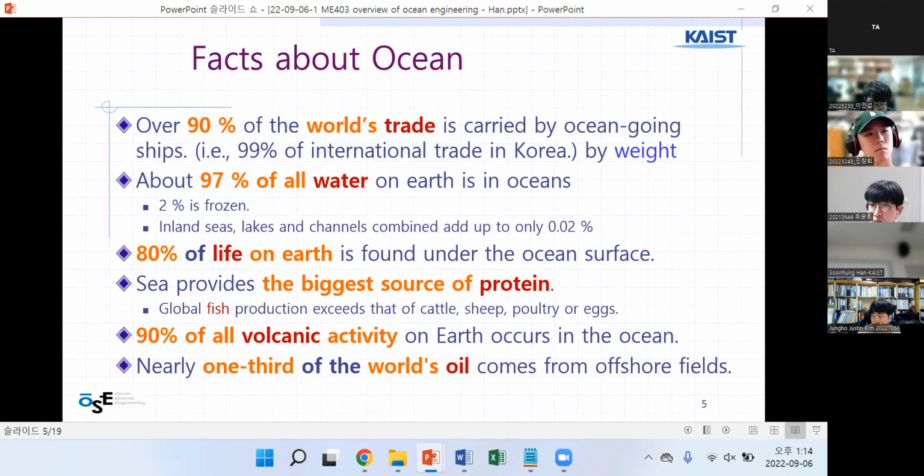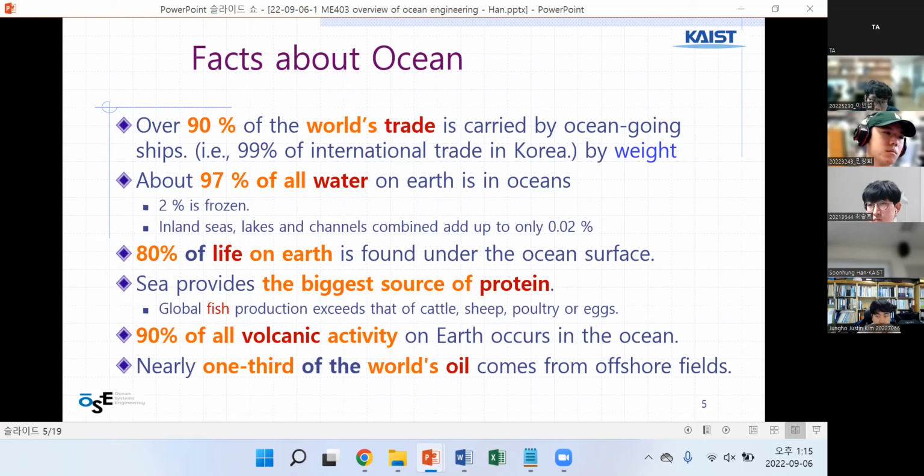And more facts: world trade is carried by ocean. Korea, 99%, because Korea is kind of an island, because of North Korea. But this is in terms of weight rather than price, because expensive small items are carried by airplane nowadays. Faster, but expensive. Heavy, big ones are carried by ship. That's why we should be careful about this percentage, because it is by weight, not by price.